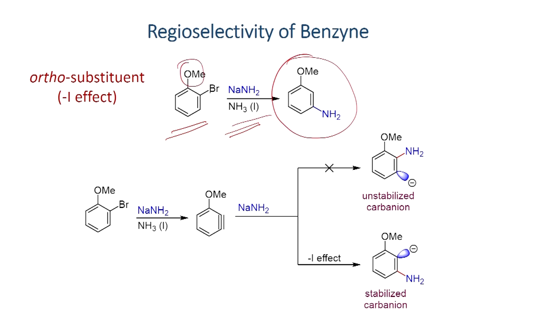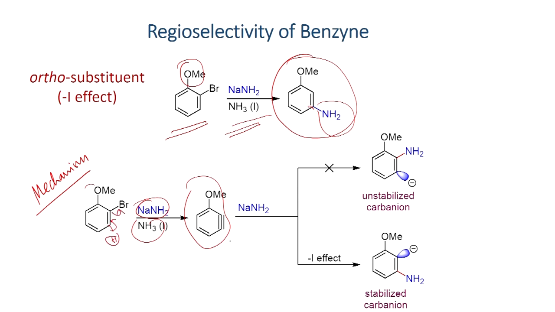you have this electron donating group, in this case of 2-bromoanisole, the amination takes place at the meta position. So this can be easily understood. Whenever you react 2-bromoanisole with sodamide in liquid ammonia, you form the benzyne as we have seen, you can deprotonate and then you form this benzyne. Once you form the benzyne, now this NH2 can react here or there.